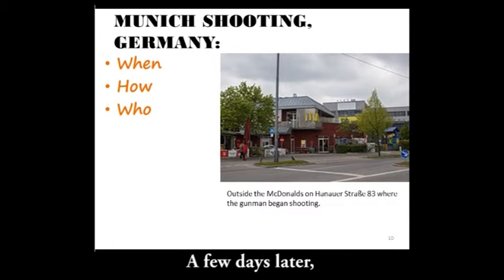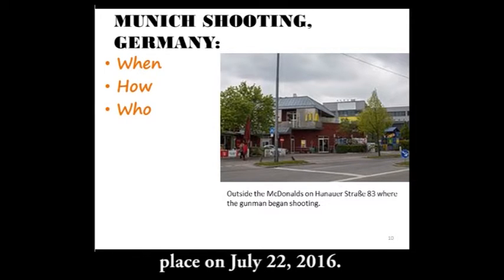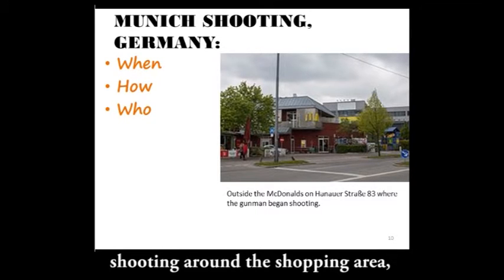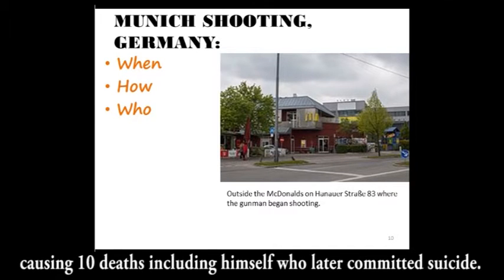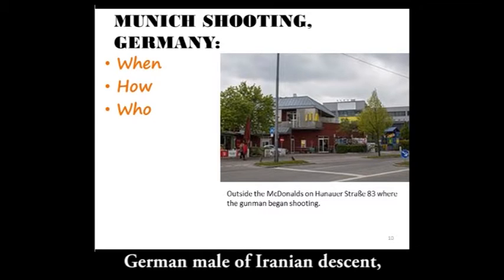A few days later, Munich shooting in Germany took place on July 22, 2016. The lone wolf shooter used firearms to create mass shooting around the shopping area, causing 10 deaths, including himself, who later committed suicide. This perpetrator was an 18-year-old German male of Iranian descent, and his motive remains unknown.